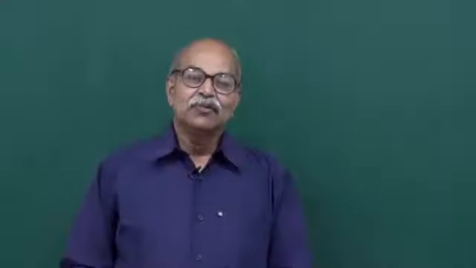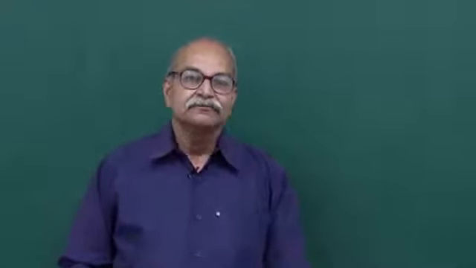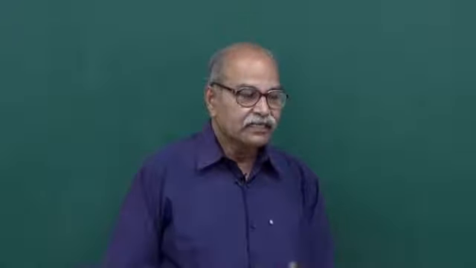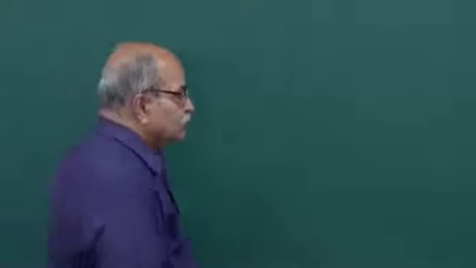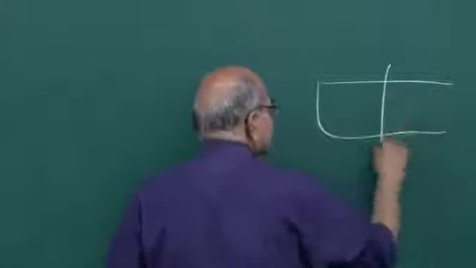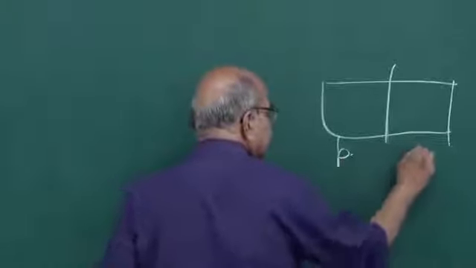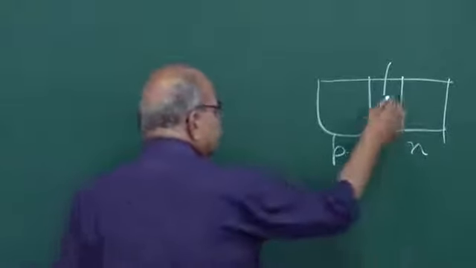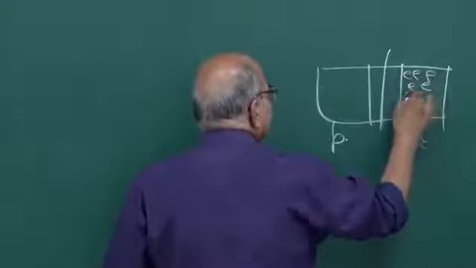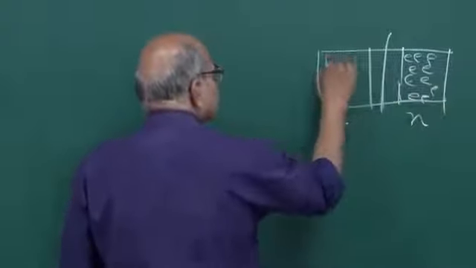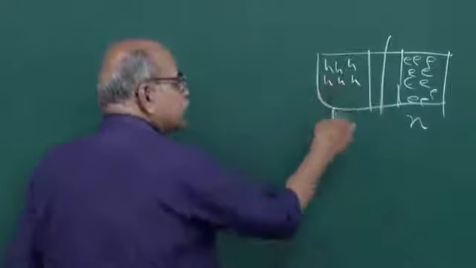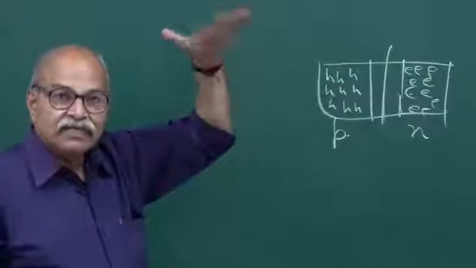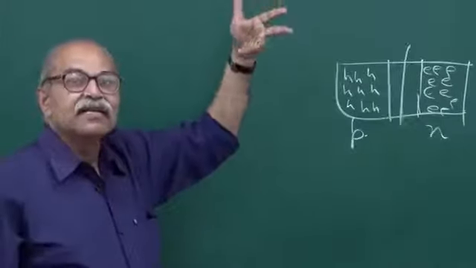So we talked about p-n junctions and how diffusion takes place in a semiconductor p-n junction. Suppose this is your p-n junction that we represent in this fashion. This is the p side, this is the n side. You have the depletion region, and then you have lots of electrons here and lots of holes here. And we discussed how these holes and these electrons are distributed in different quantum states of different energies.